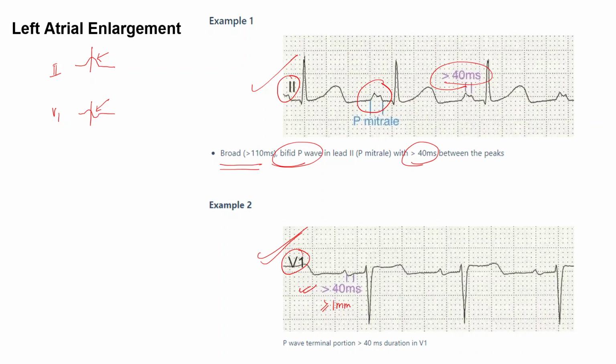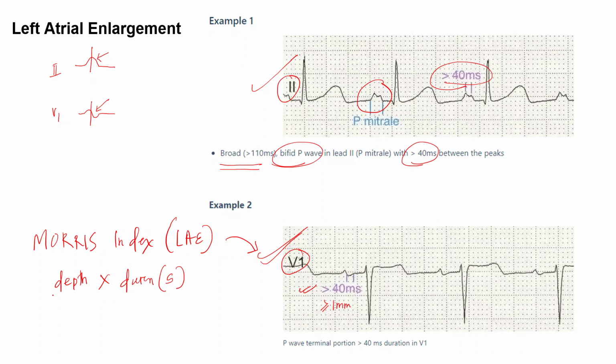enlargement. Something called the Morris index. That is for left atrial enlargement, calculated in lead V1. Here you have to multiply the depth with the width or the duration. Depth into duration, duration in seconds and the depth in mm. If it is more than or equal to 0.04, then that suggests left atrial enlargement.